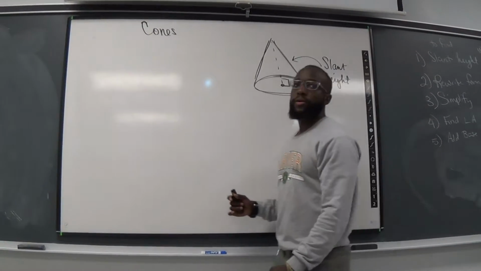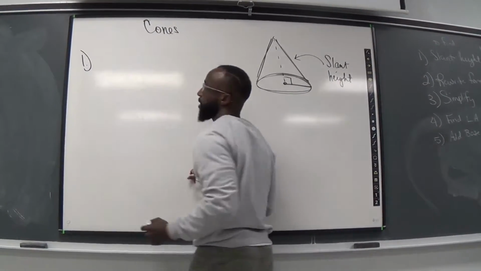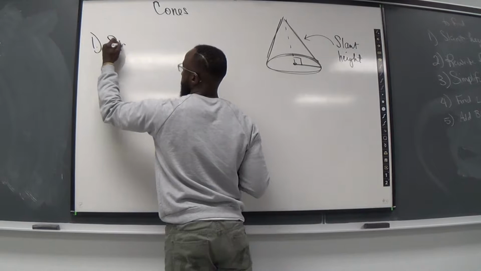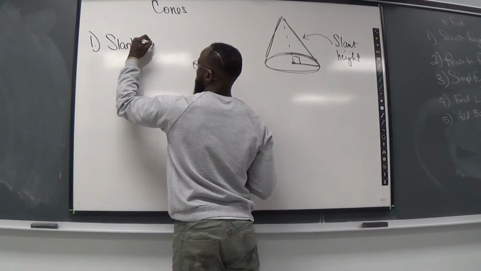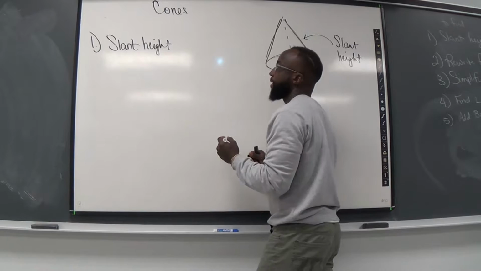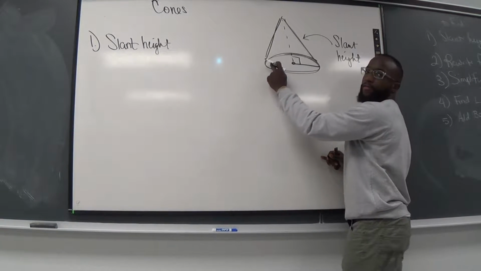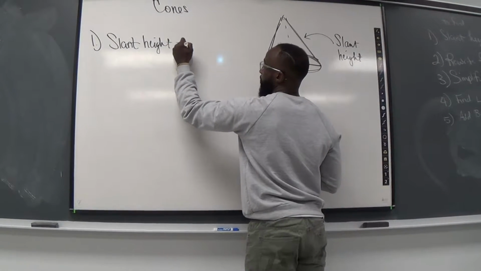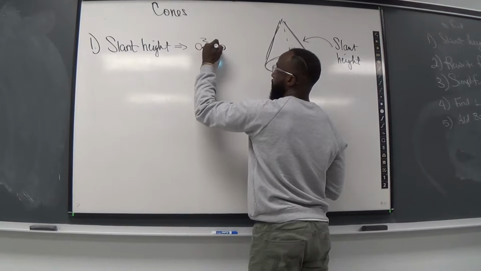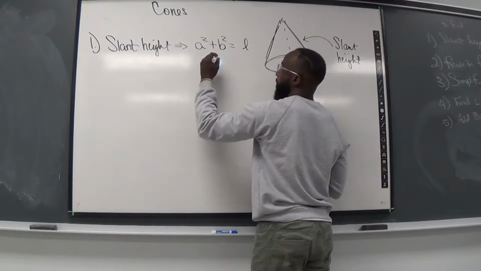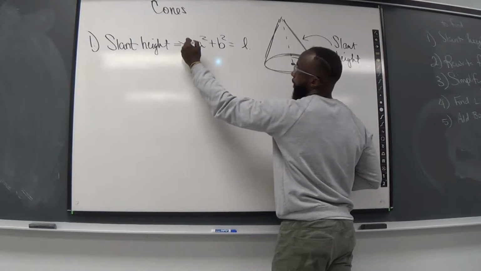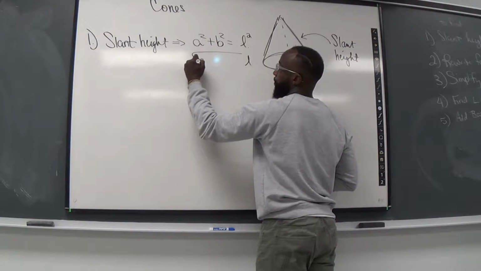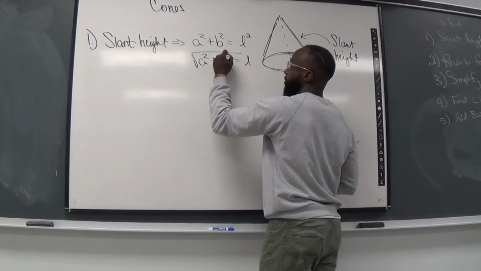So the steps to finding the surface area would be to first and foremost find the slant height. In order to find the slant height, they're going to give you the radius or the circumference of the base circle, and they're going to give you the height of the cone. So to find the slant height, you will use the Pythagorean theorem, which is a squared plus b squared, and that's going to give you L squared. To have L, you would take the square root of whatever a squared plus b squared is, okay?